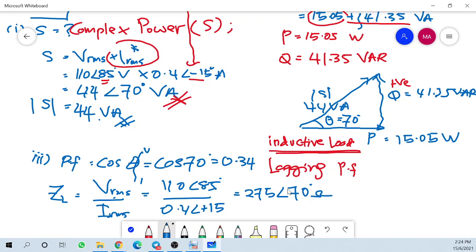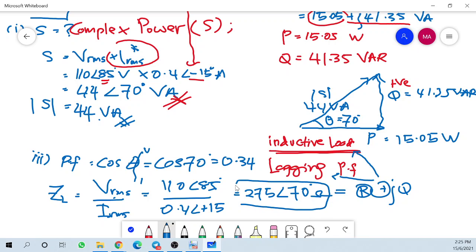We already know it is an inductive load. So when you convert to rectangular form, you will get a number that is R plus JX, positive, and positive of course we call an inductive load. So for an inductive load, we have a lagging power factor. So the answer is this one. You can keep your answer in polar form, or you can convert to rectangular form.